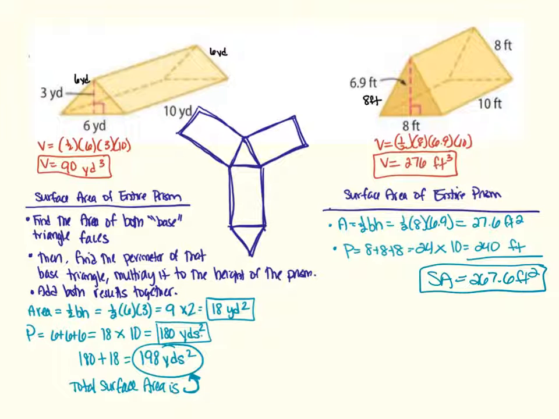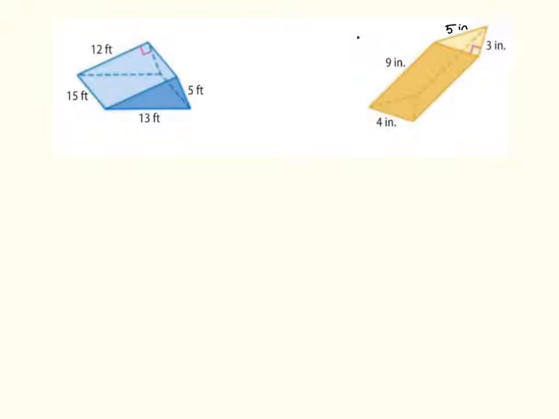Okay, let's get some more practice. Before you get started, make sure you take note of the diagonal on the prism to the right. Mark it in 5 inches, because the 3 and the 4 were given to you. I forgot to mark on your paper the 5 inches, so write that in. Then pause your video, find the volume of both of these, and then push play to resume. We'll take care of surface area together.